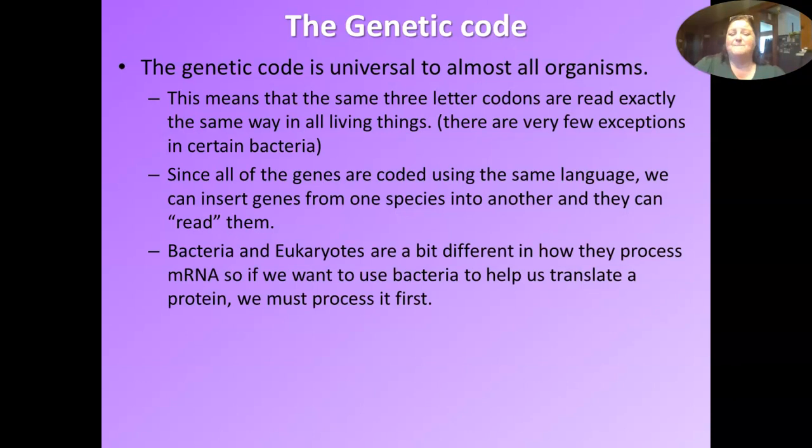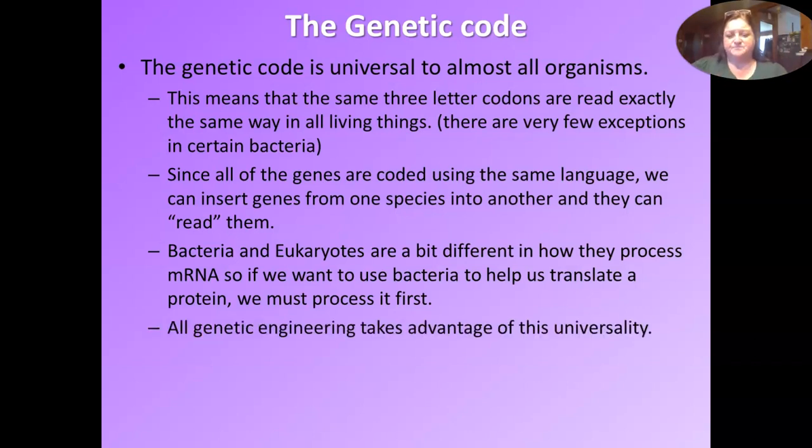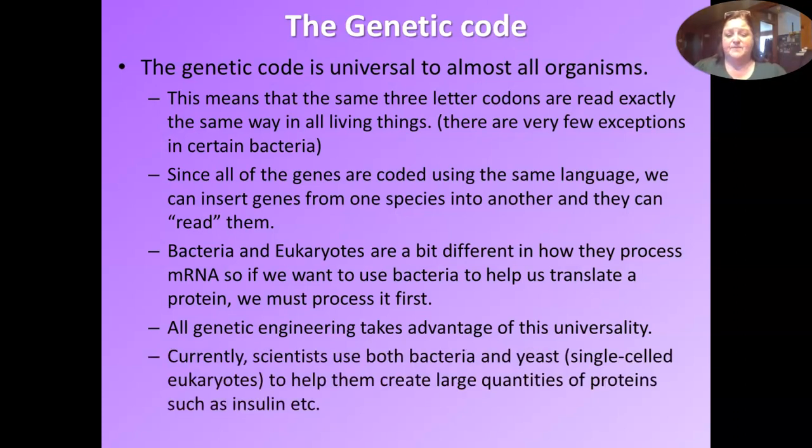Bacteria and eukaryotes are a bit different in how we process our messenger RNA. If you remember, eukaryotes have the nucleus, so we have to do some things. Bacteria don't have that. So if we want to have a bacteria code for a human gene or a plant gene, we actually have to go ahead and process the RNA, put a cap on it, a tail on it, and get it all together so it's ready to go. All genetic engineering really takes advantage of this universality. Currently, scientists will typically use both bacteria and yeast, because they're single-celled eukaryotes, to help generate large quantities of proteins, things like insulin, etc., things that we're going to use in large quantities.